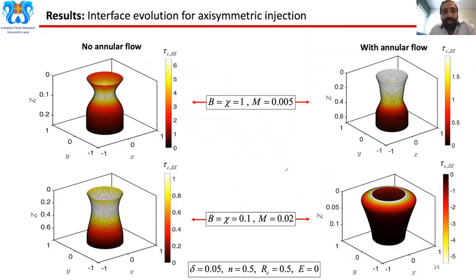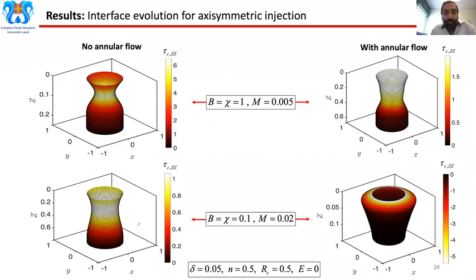We are also looking at the interface evolution. If you give me 30 seconds more, we can look at the interface shape, and then superimpose on the interface shape the value of the tau ZZ of the core fluid. Here we have no annular fluid, so we are looking at how the stress is concentrated at the necking point. But if you consider the annular fluid, we see that things are slowed down in terms of the breakup.